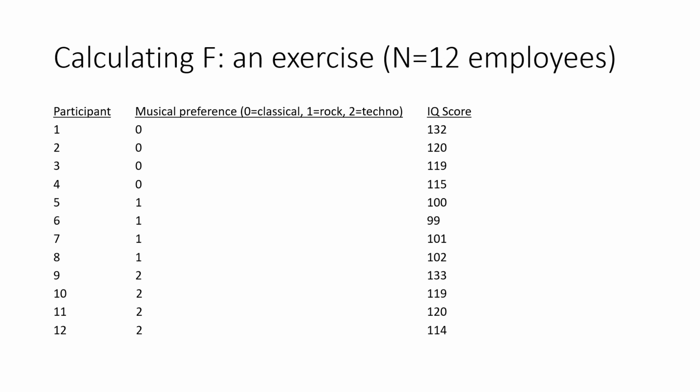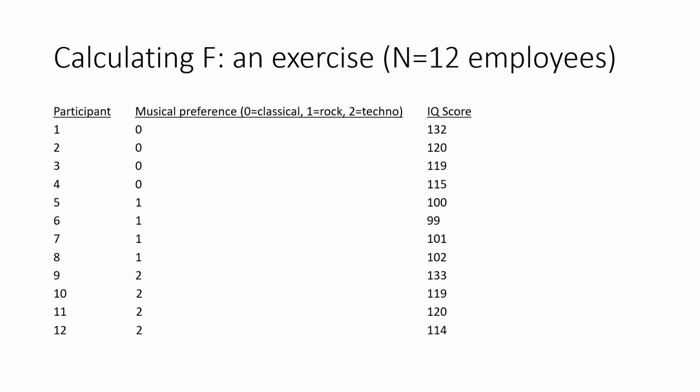So let's look at the data that we have in front of us here on the slide. You can see that we have 12 employees. So our N equals 12, the total number of cases in our sample. You can see the first column is the participant. You don't actually do anything with that data. That just shows you that there are 12 individuals in this sample. And the next two columns are where we have our variables. So musical preference is our independent variable, and IQ score is our dependent variable.